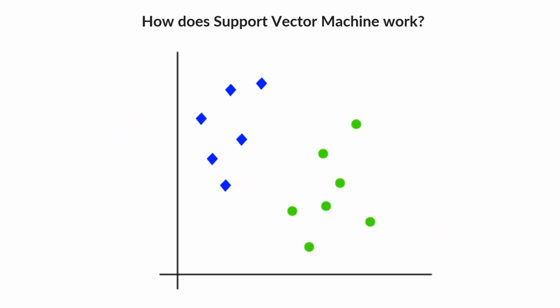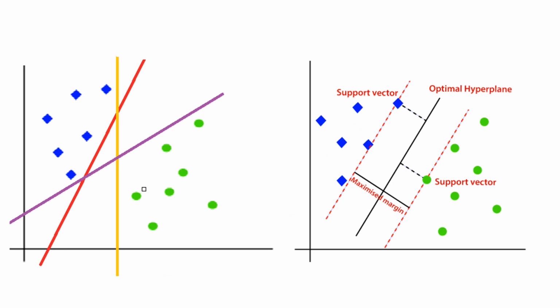Let's understand the working of SVM using an example. Suppose we have a dataset that has two classes, green and blue. We want to classify the new data point as either blue or green. To classify these points, we can have many decision boundaries, but the question is which is the best and how do we find it? Here, since we are plotting the data points in a two-dimensional graph, we call this decision boundary a straight line, but if we have more dimensions, we call this decision boundary a hyperplane.